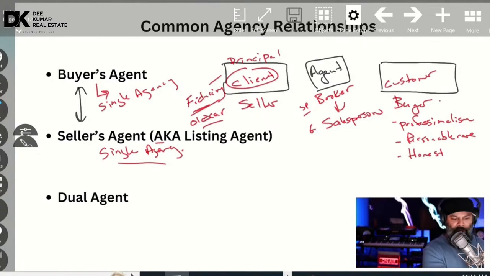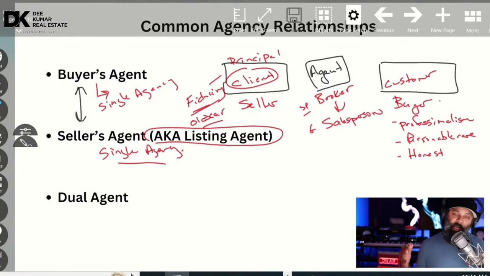We will also many times on exams and in practice refer to a seller's agent as a listing agent. Y'all want to know that? Because sometimes in questions, they'll be very distinct about the listing agent being a separate person or entity at the real estate brokerage firm, separate from other people.